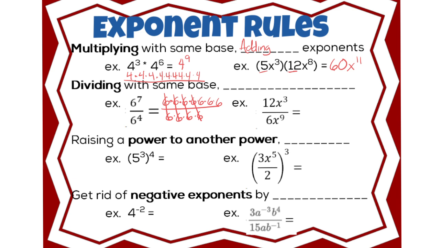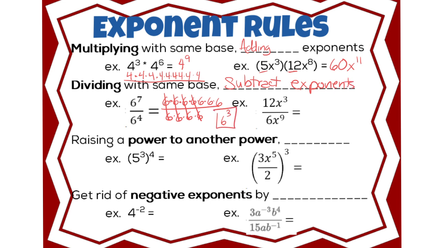So ultimately what you're doing is you're subtracting those exponents. But you can also think of it, well, I've got 3 extras on top. So that answer is going to be 6 to the third power.